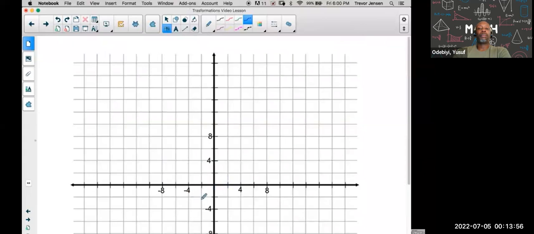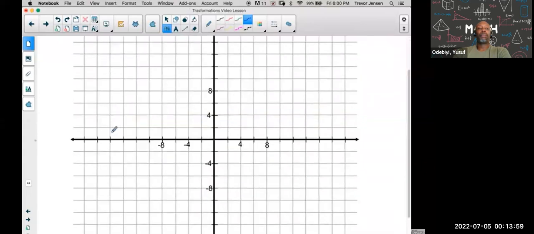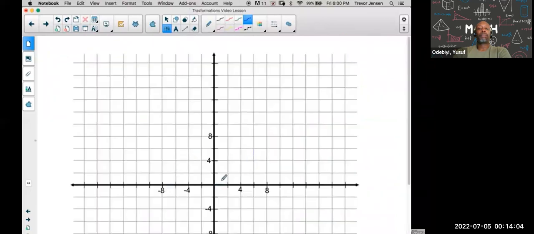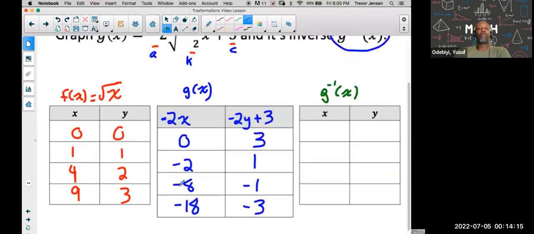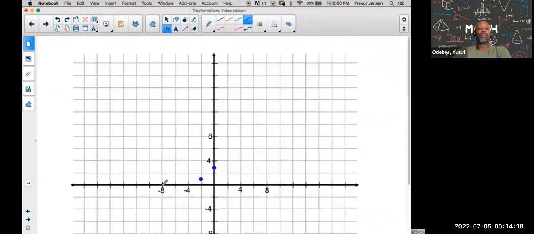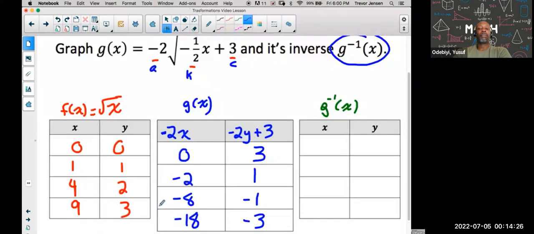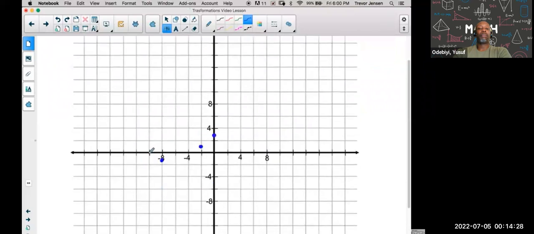So plot the points. Notice I made my scale go by 2's so that I could fit these points onto the graph. The point (0, 3) would be right here. The point (-2, 1) would be right here. The point (-8, -1) would be right here. And the point (-18, -3) would be right here.